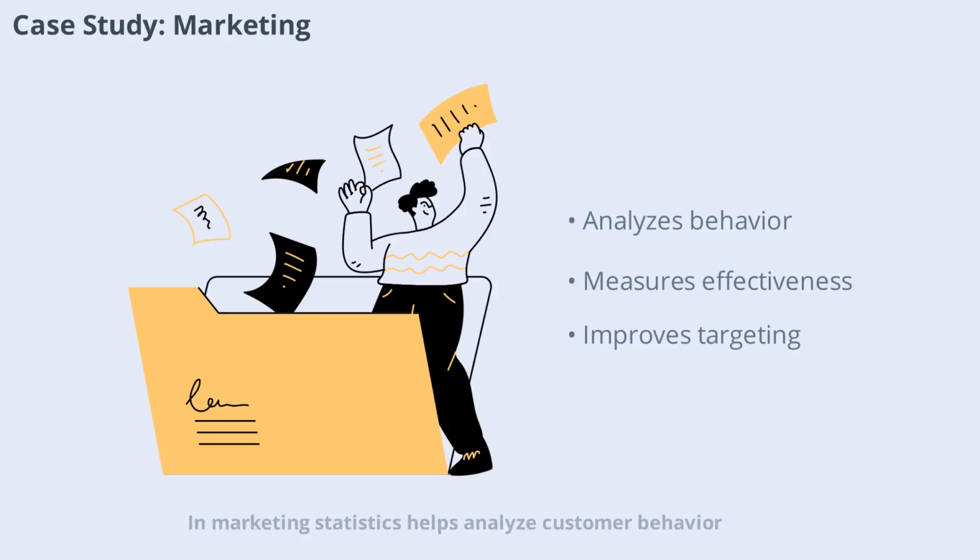In marketing, statistics helps analyze customer behavior, measure campaign effectiveness, and segment audiences. Data scientists use statistical techniques to personalize offers and improve targeting. This leads to higher engagement and better results.